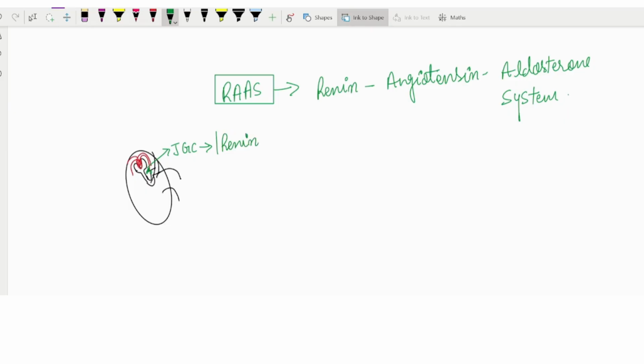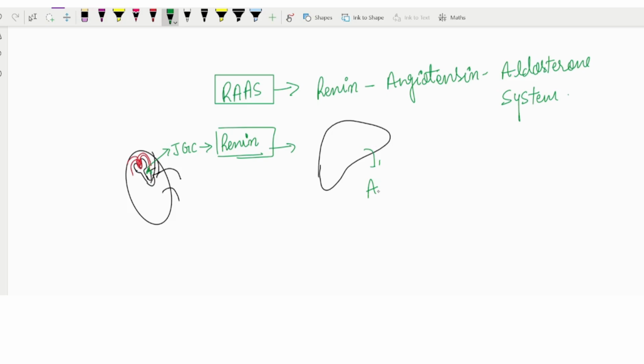This spelling is important, RENIN, because one more enzyme, RENNIN, is there, that is a casein protein digester. Okay, so that we have seen in the digestive system. So this is the RENIN. This renin will go to the liver. Okay, it will go to the liver cell. This is the liver cell, and renin will go to the liver.